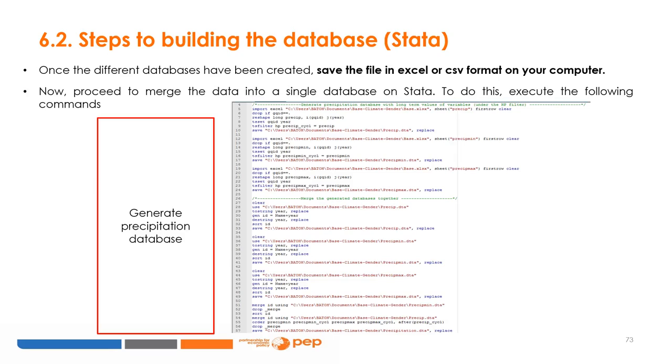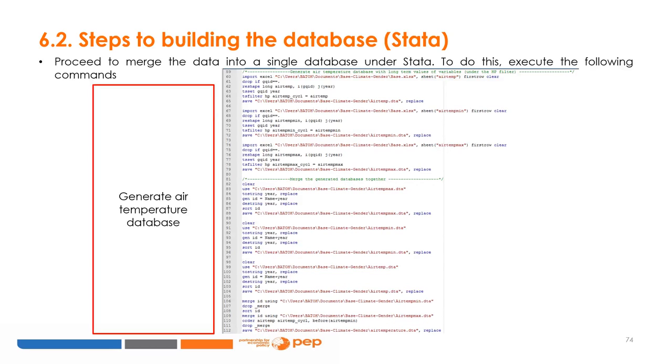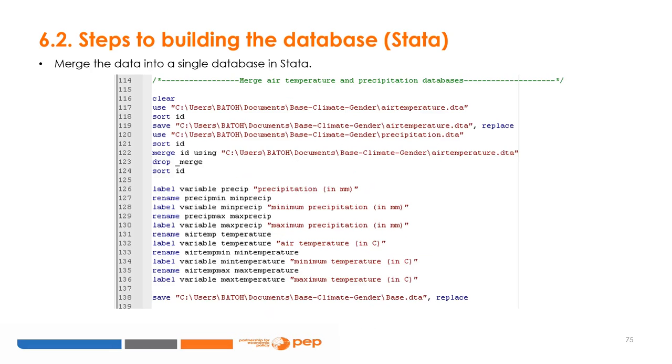Now, proceed to merge the data into a single database on Stata. To do this, execute the following commands. Generate precipitation database. Now, execute the following commands. These commands allow us to merge the data into a single database in Stata.